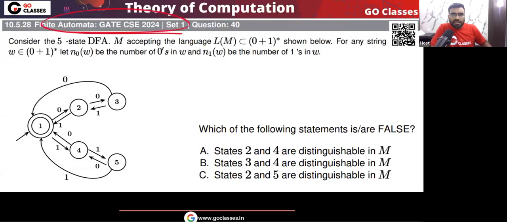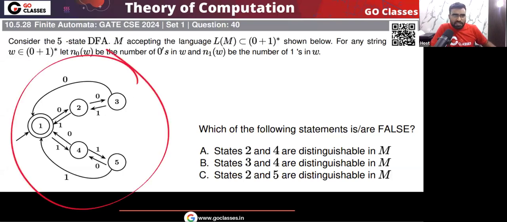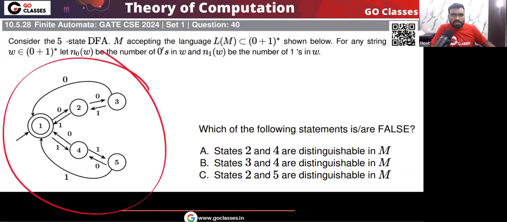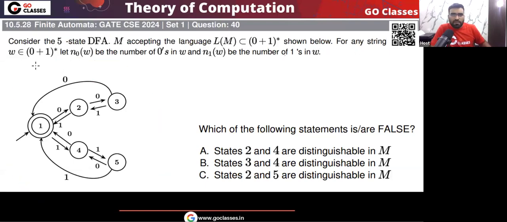Let's solve this GATE 2024 question. Consider the 5-state DFA. This DFA M accepts a language which is a subset of sigma star, so it is accepting some language LM. For any string W, n0(W) means the number of 0s in W, and n1(W) means the number of 1s in W. Which of the following statements is or are false?